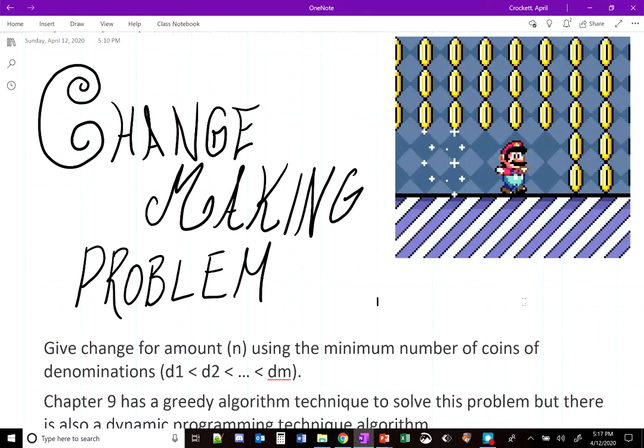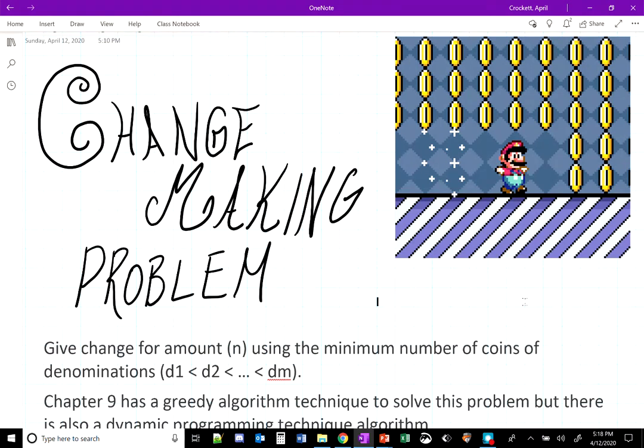denominations. So for example, let's say you go to the store and you give them $1 for a pack of gum that costs 75 cents. And they have to give you change, 25 cents. So you hope that they don't give you all pennies, right? 25 pennies, that would be pretty ridiculous.